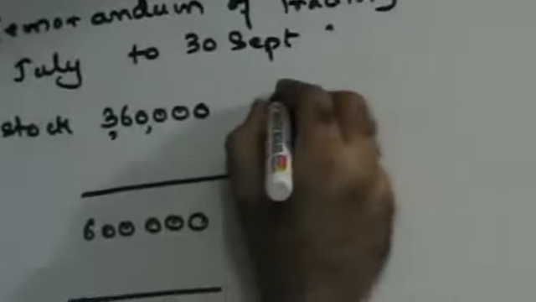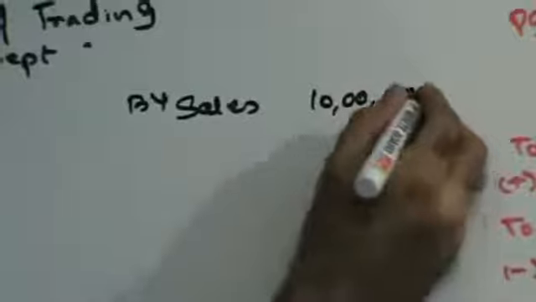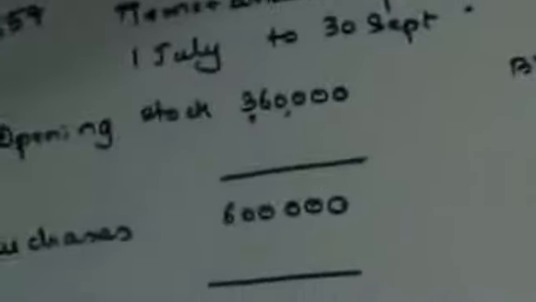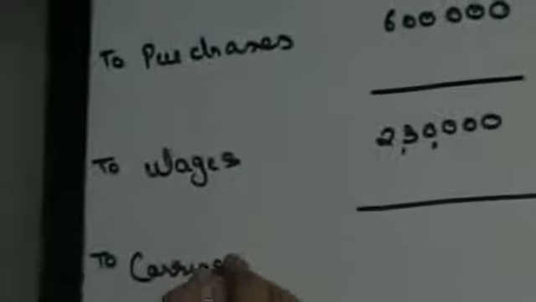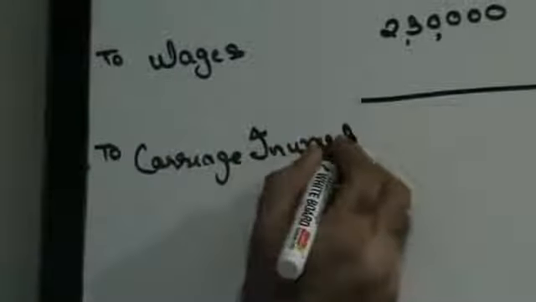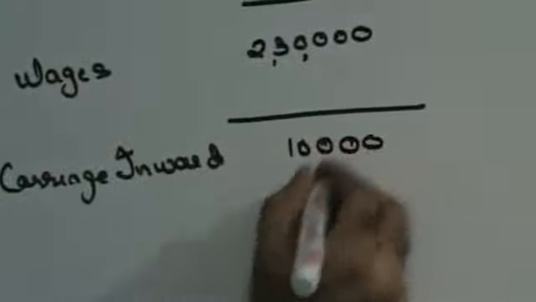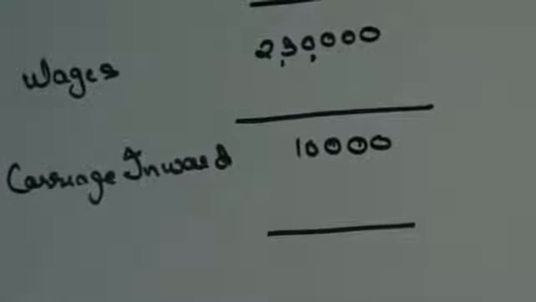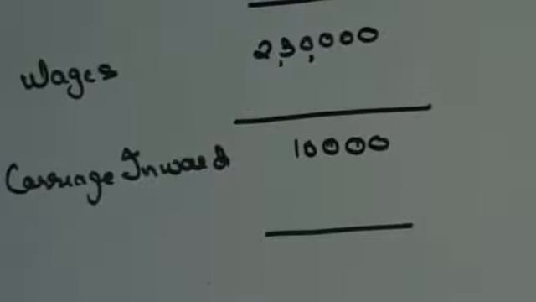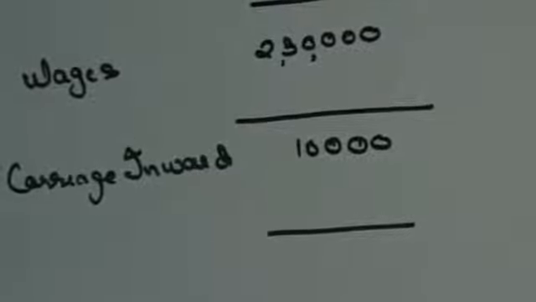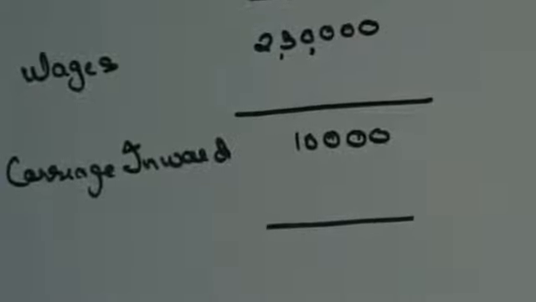Next, sales. Sales is given to you as 10 lakhs. Next, carriage inward. They give you carriage inward as 10,000. Next, carriage outward. Carriage outward is not an entry of the trading account, hence it will not be recorded. It is recorded in P&L. We are not making P&L, so there is no need for us to record carriage outward. Let's move on ahead, people.